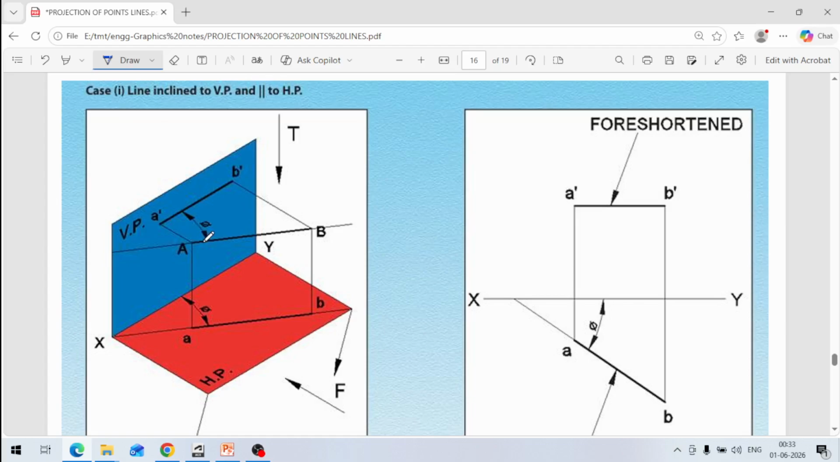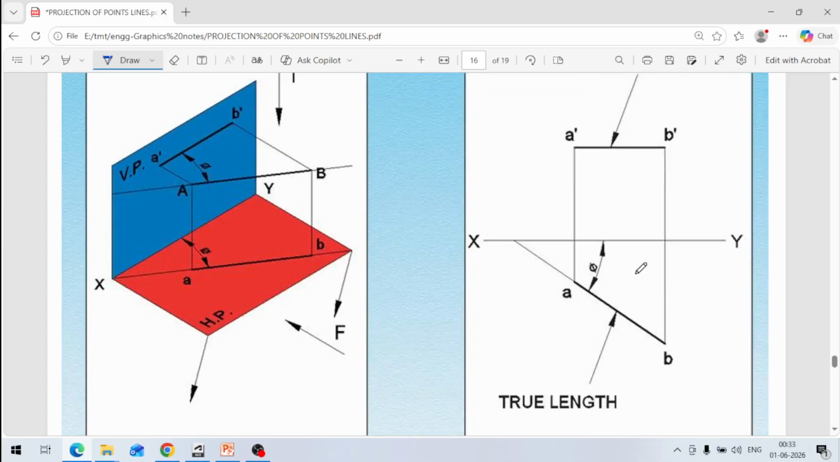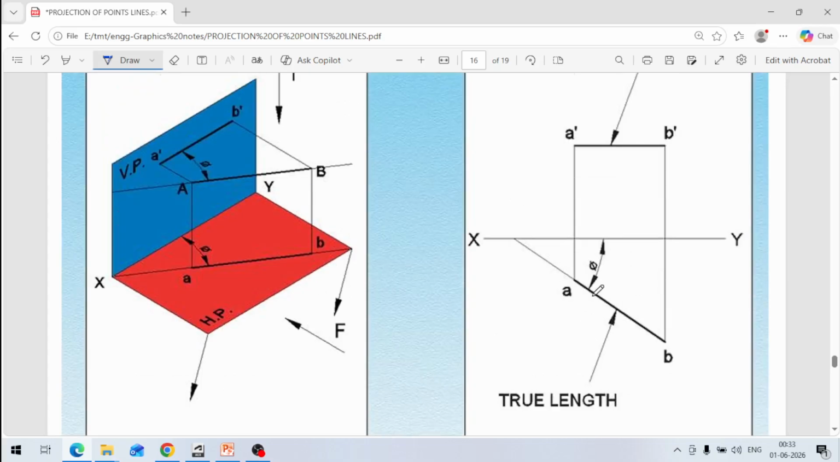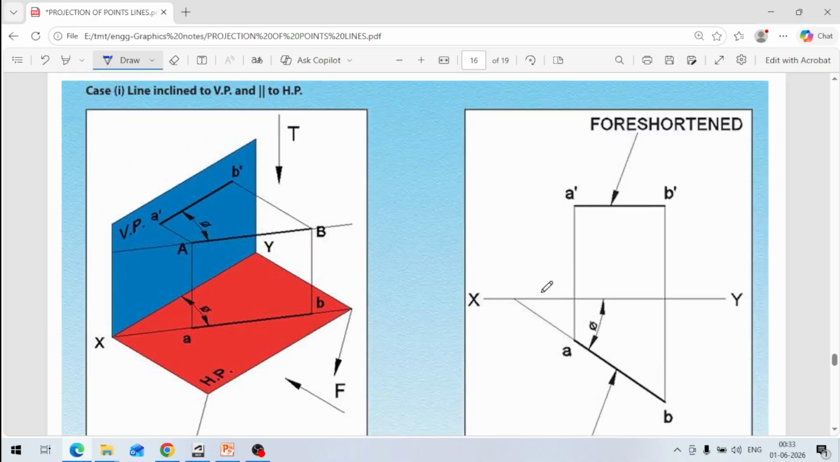AB is the true length, and when it is projected on the horizontal plane, you will get the true length here. Since it is inclined at angle phi, with this phi angle and this true length, the true length will come here on the horizontal plane like this. Okay, so then what will happen on the vertical plane?